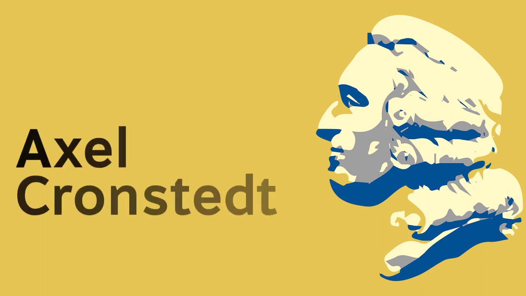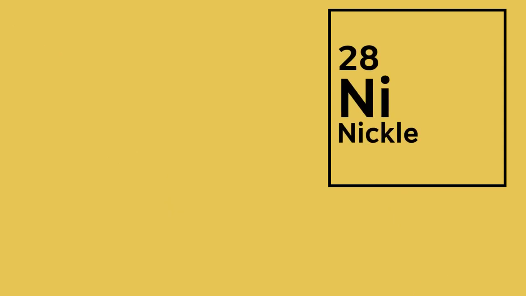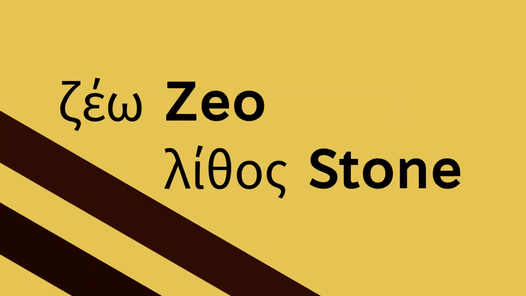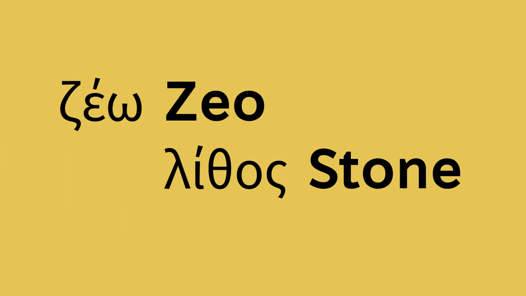In 1765, Swedish chemist and mineralogist Axel Cronstedt, best known for discovering nickel, made a huge discovery. When he heated the mineral stilbite, he noticed the surface of the mineral get covered in bubbles, as if the stone was boiling. He coined the term zeolite, from the Greek zeo, to boil, and lithos, stone. Boiling stone.